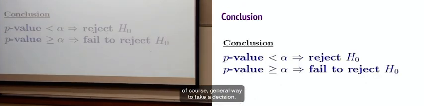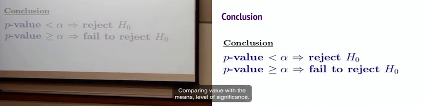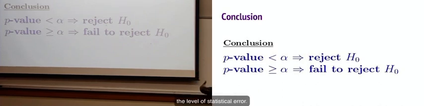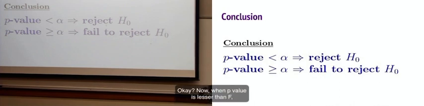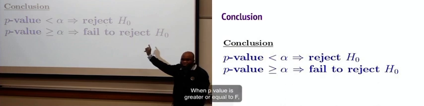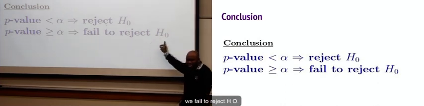And of course, the general way to take a decision is comparing the p-value with alpha. Alpha means level of significance. Level of significance means the level of statistical error. Now, when the p-value is less than alpha, we reject H0. When the p-value is greater than or equal to alpha, we fail to reject H0.